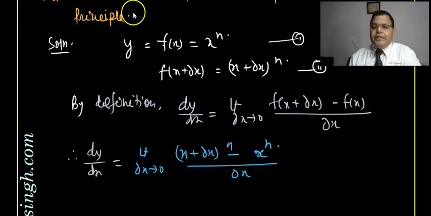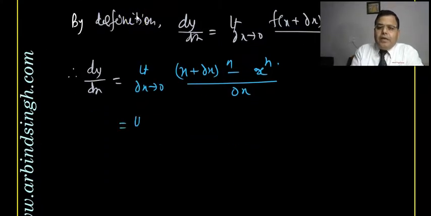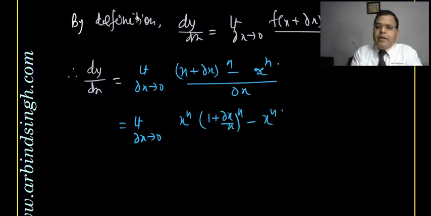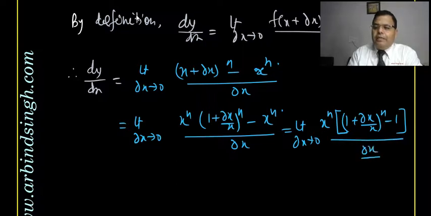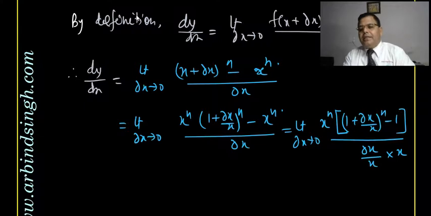So we can write this as limit delta x tends to 0. If I take x to the power n common, then what will happen? (1 plus delta x by x) whole to the power n minus 1. If I take x common, then the power n will also be taken out as common. Now we can write limit delta x tends to 0, and x to the power n can be taken common from the whole. It will be (1 plus delta x by x) whole to the power n minus 1, upon delta x. If I divide it by x and multiply by x, then what will happen?